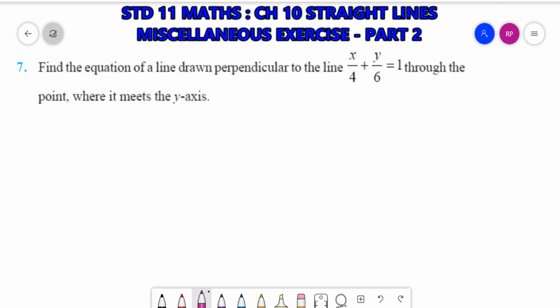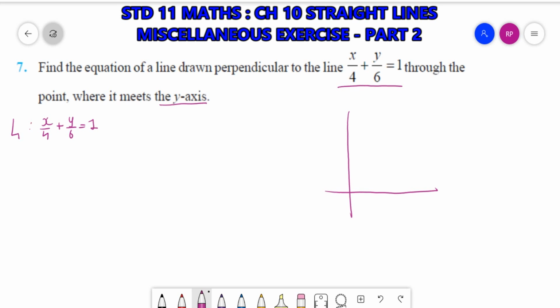Question number 7. Find the equation of the line drawn perpendicular to the line x by 4 plus y by 6 equal to 1 through the point where it meets the y-axis. First, let's draw the given line. Let's take this as line L1: x by 4 plus y by 6 equal to 1.